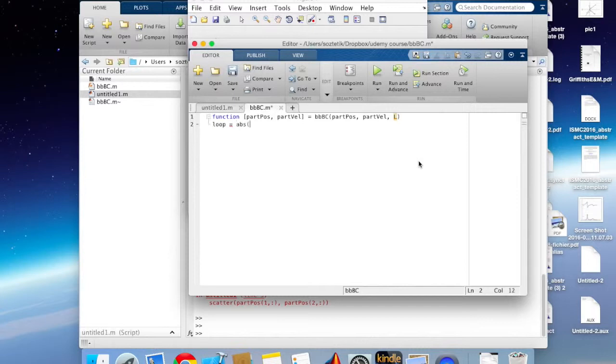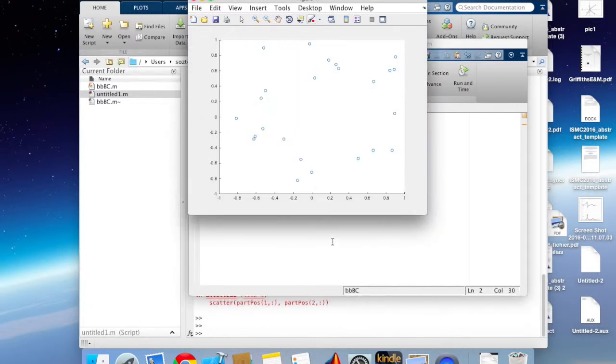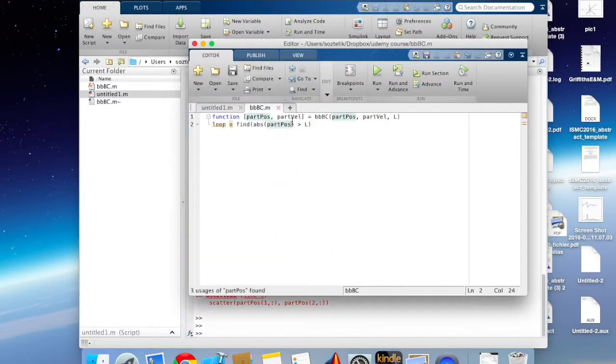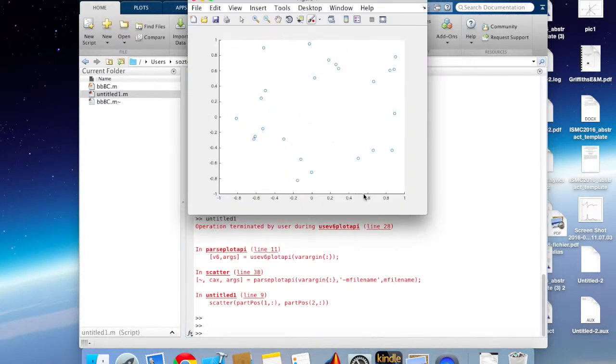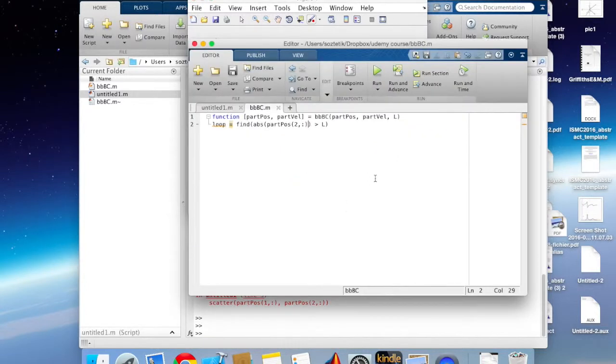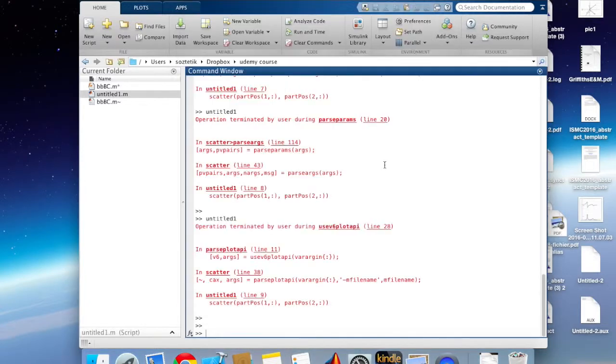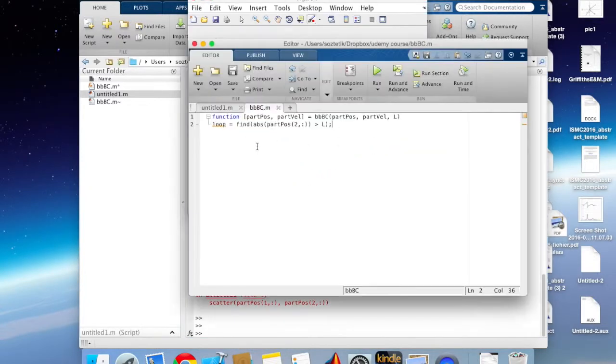Well, now particle position bigger than L is the particles that crossed the boundary. But to make things easier and make the code more usable, I will only check the plus y and minus y. You will see in the end how we can introduce it for plus x and minus x.